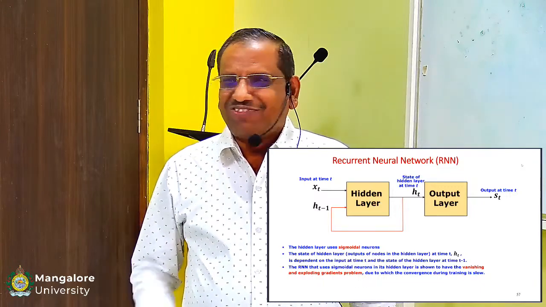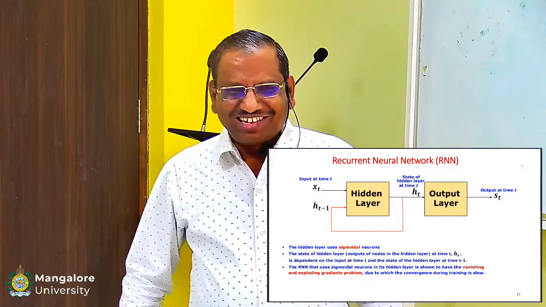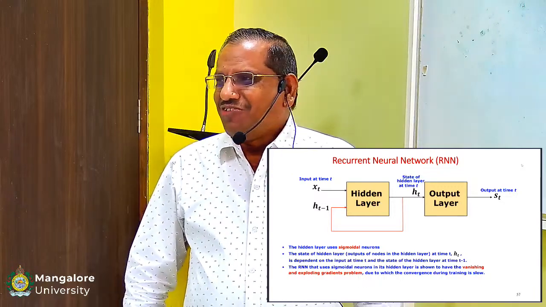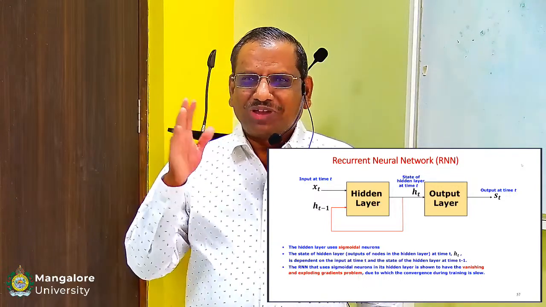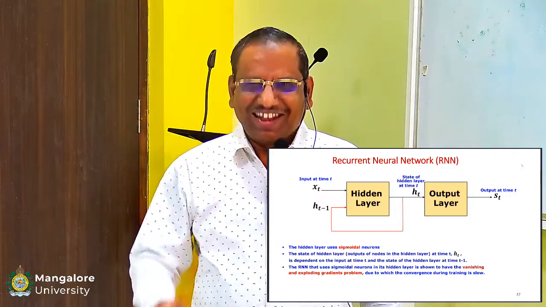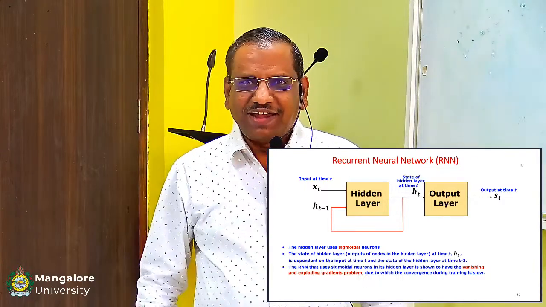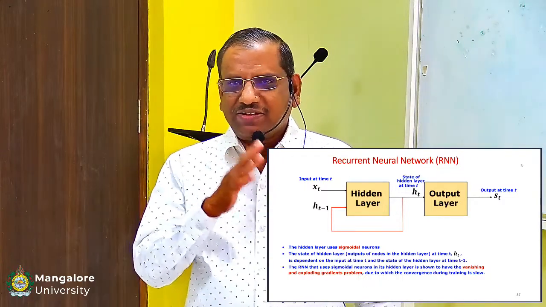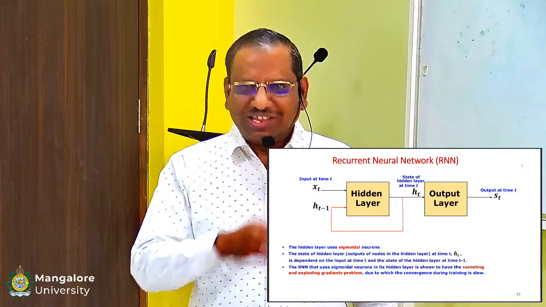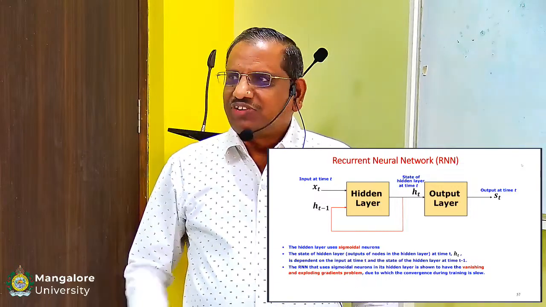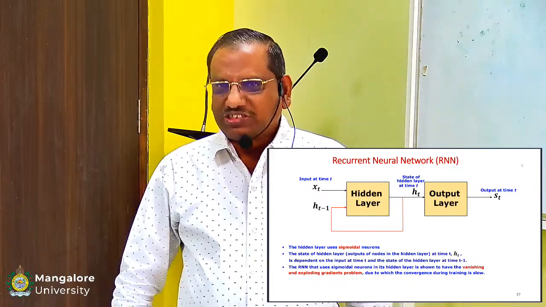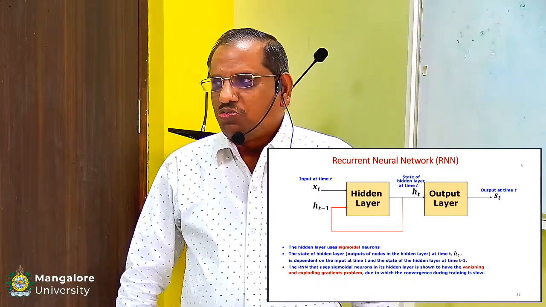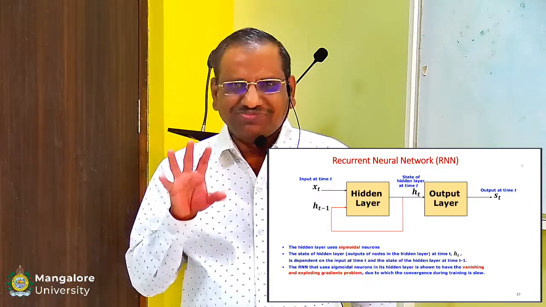If any of you have studied a course on digital electronics, you would have studied about the flip-flops. There the outputs of some gates go as inputs to the gates. In the same way here, outputs of nodes in one layer go back as the input to the same layer. That's why it's called the recurrent structure, and that gives the power to this neural network to represent what is called a memory.